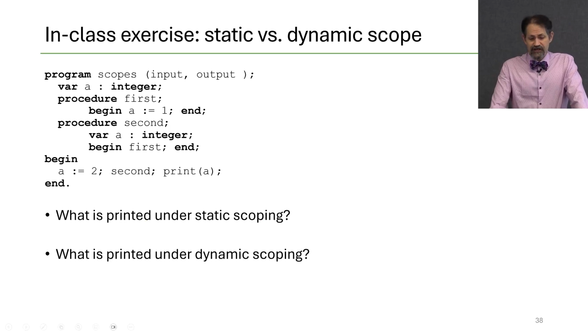Let's do a little in-class exercise using these principles. Given this slightly simpler program than the one I showed you, what is printed under static scoping and dynamic scoping? Pause the video, think about it, and then we'll check your answers.